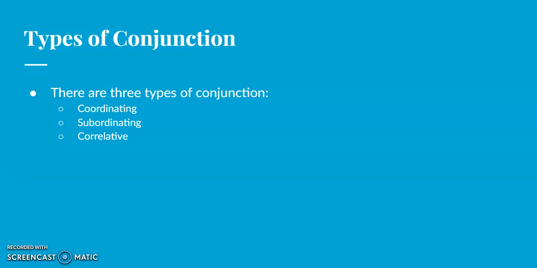To get started, there are three different types of conjunction: coordinating, subordinating, and correlative. We'll talk about each one in more detail next.